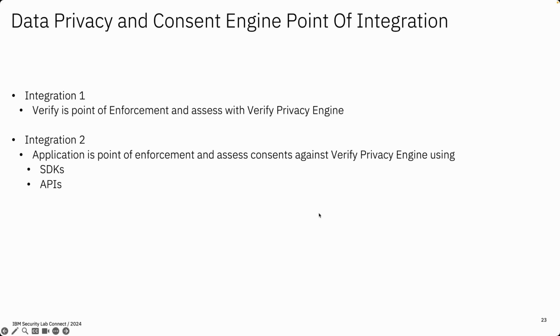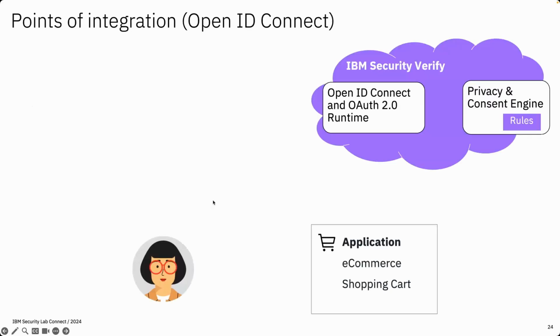So we are going to have a demo based on integration 1, and we are going to look at the integration 2 flow in detail. So this is point of integration 1. If you see the picture, you see Security Verify with OpenID Connect and the runtime engine, and then there is a privacy consent engine.